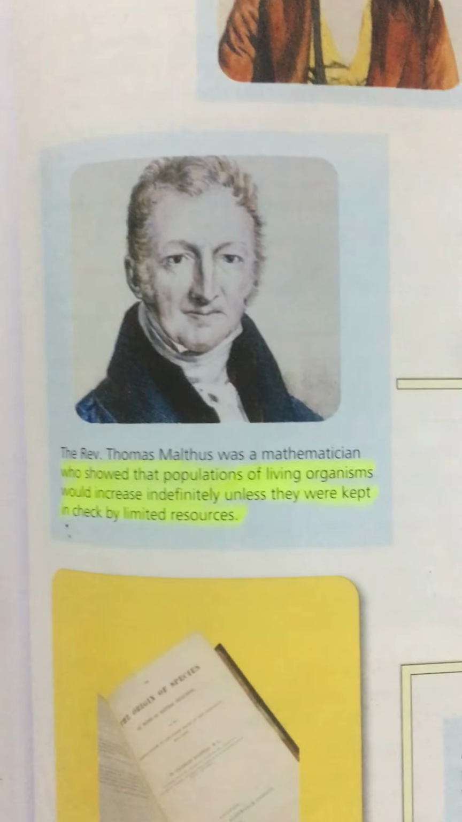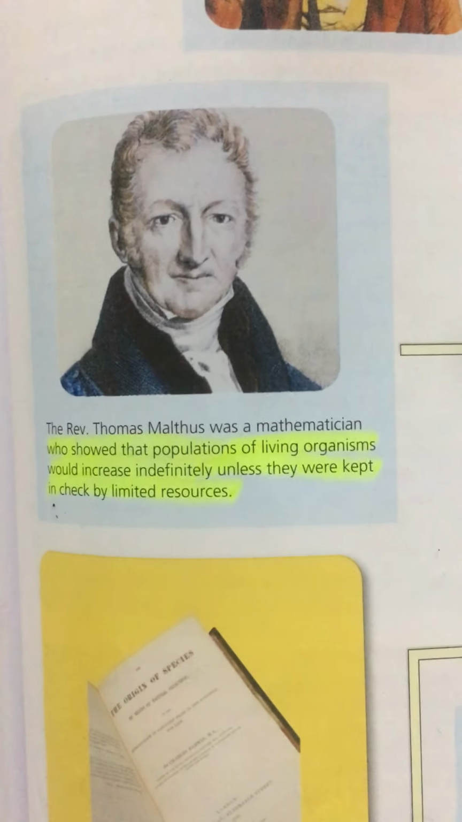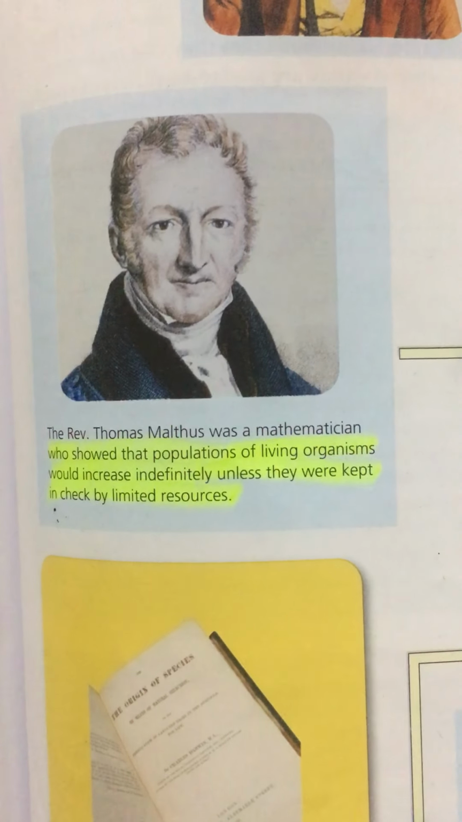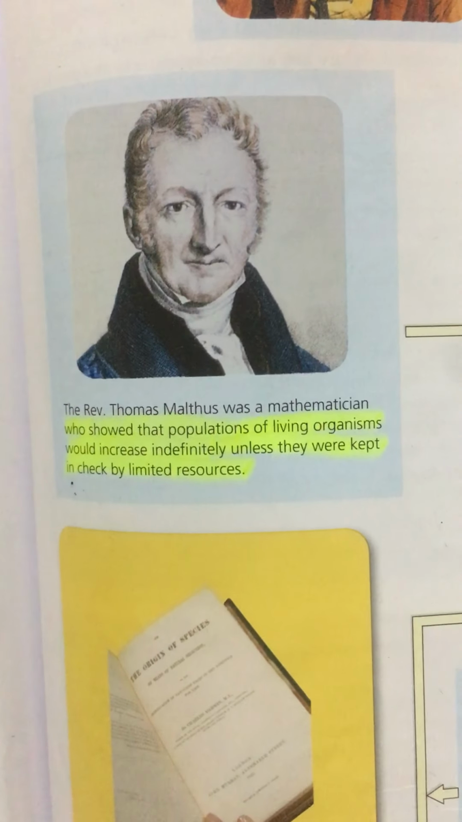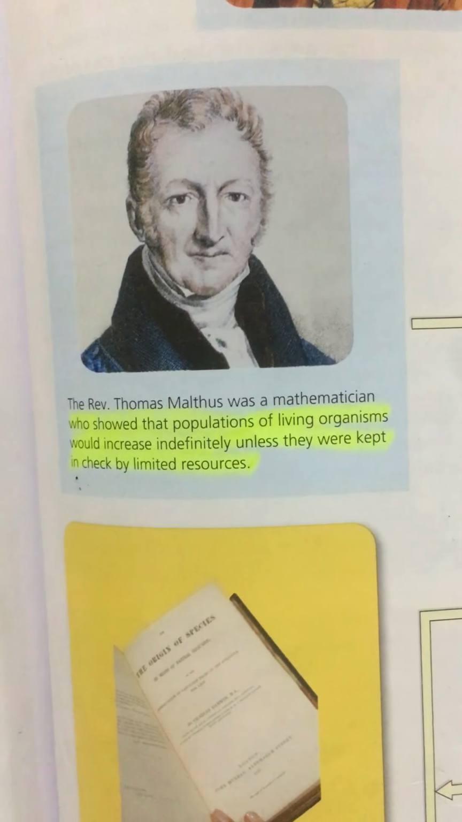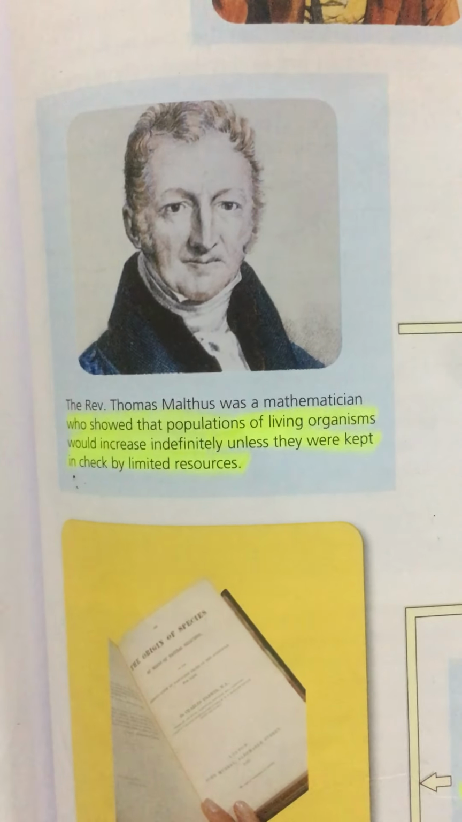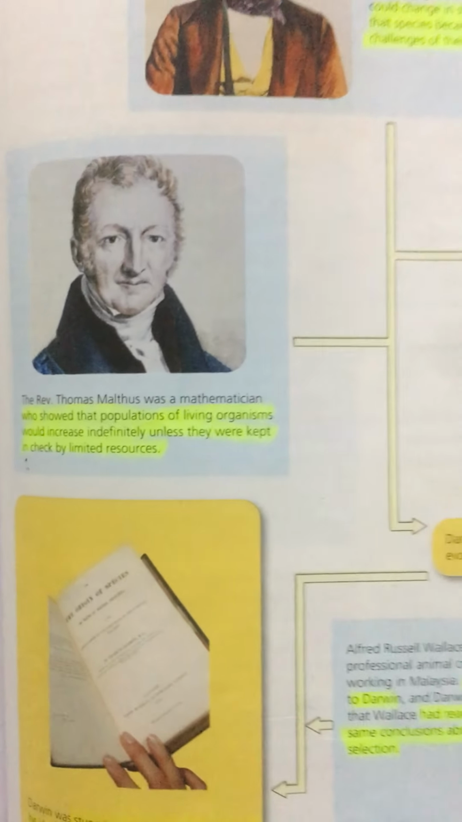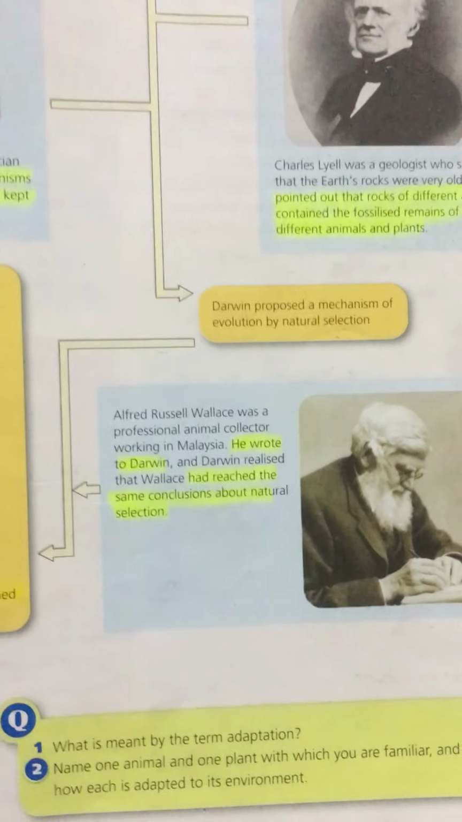Then he used Thomas' idea. Thomas showed that populations of living organisms would increase indefinitely, unless they were kept in check by limited resources. So here the idea is that the population of living organisms increases. Okay, so he used those two ideas from Charles and Thomas.